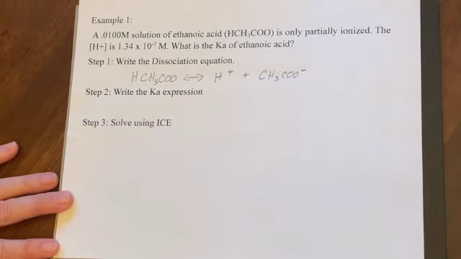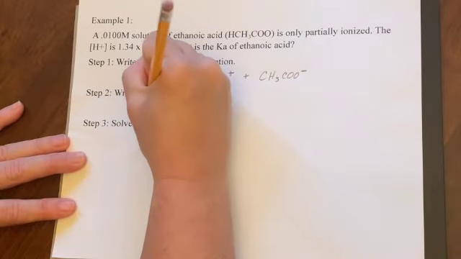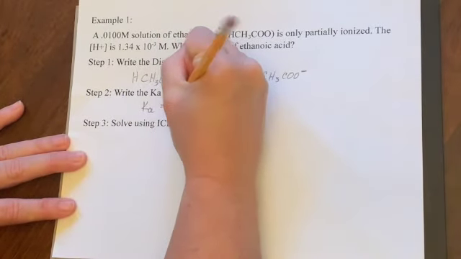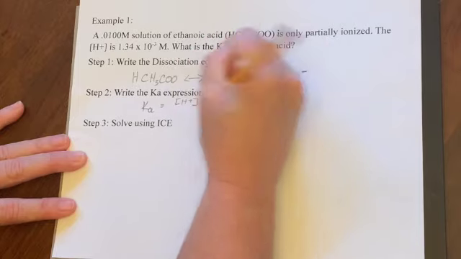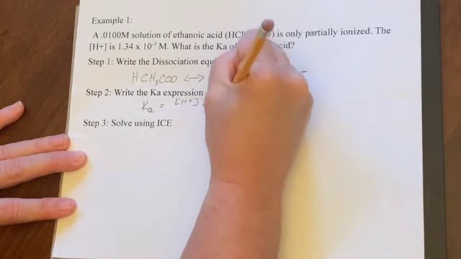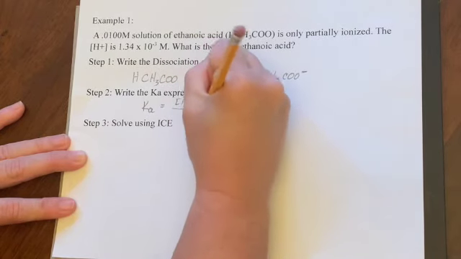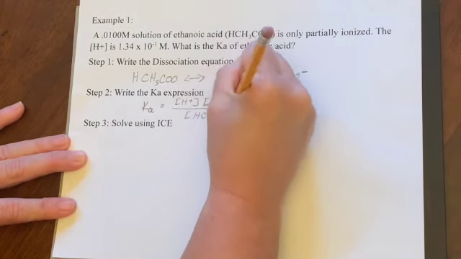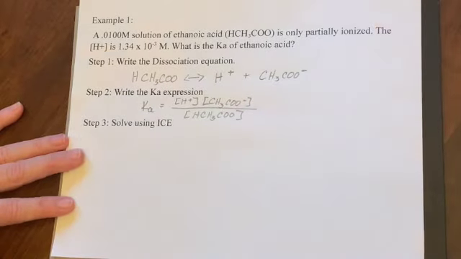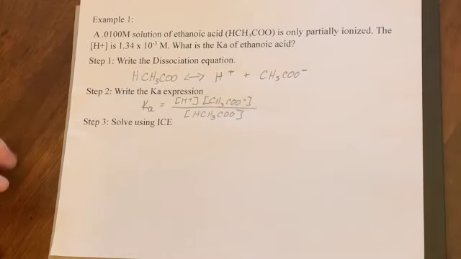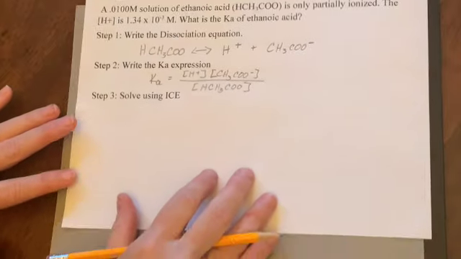And remember, this is an equilibrium system. You're going to write your Ka expression. So Ka is going to be equal to the hydrogen ion, your products, over your reactant, your original acid. You're then going to solve using an ICE chart. Trust me, this is definitely the way to do it.